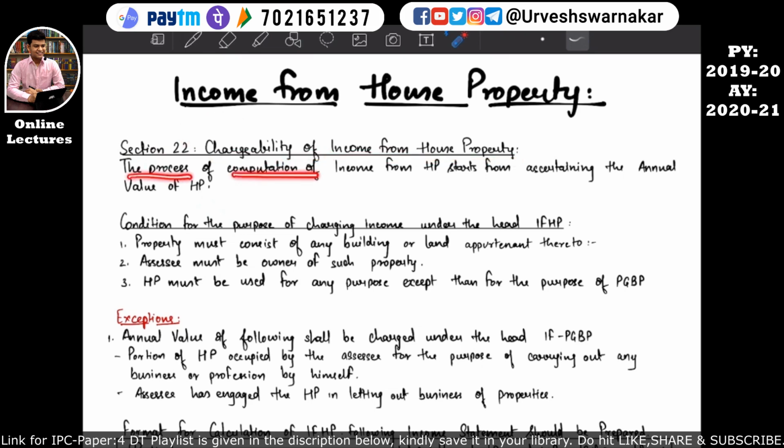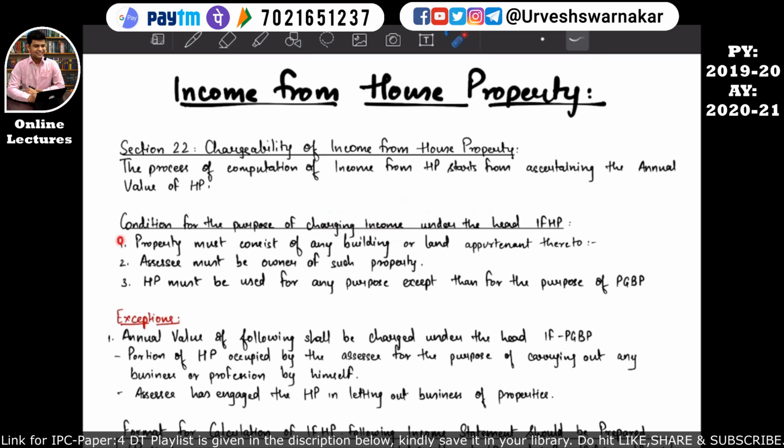The process of computing income from house property starts from ascertaining the annual value of the house property. This word, the annual value of house property, is a technical word that we will understand after reading this entire section, that is section number 22. There are conditions given for the purpose of charging income under the head income from house property. So what are the conditions that have been given?